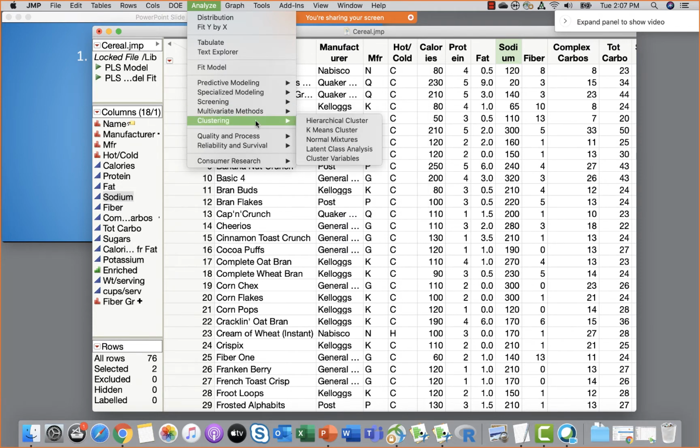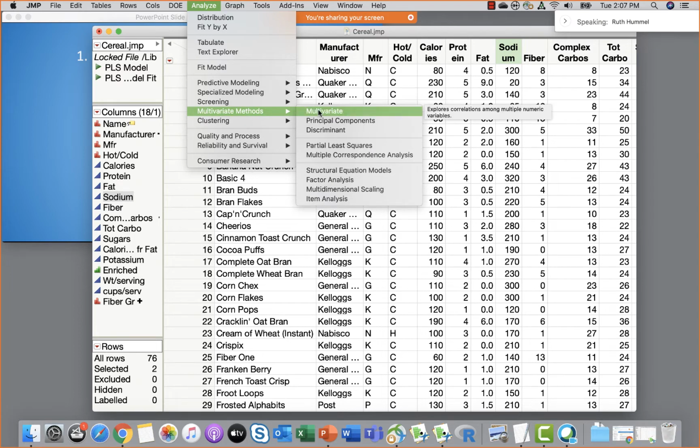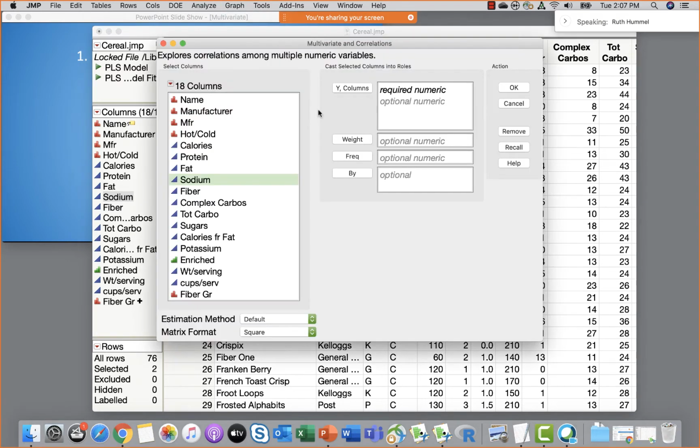And we're also going to spend a moment at the beginning in clustering, looking at hierarchical clustering of the rows and looking at how to cluster variables, because that's kind of similar to what we're doing with factor analysis. So I think it's worth noticing that today. So I'll start in multivariate methods with this platform called Multivariate.